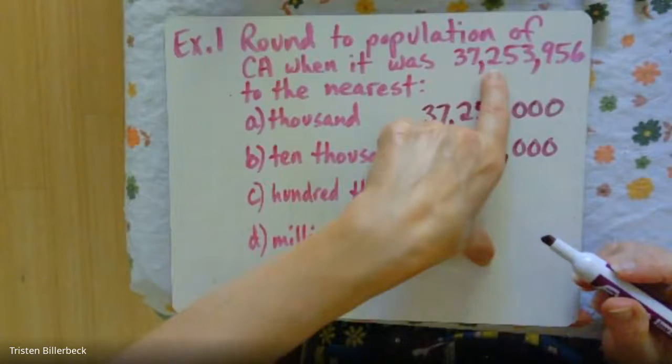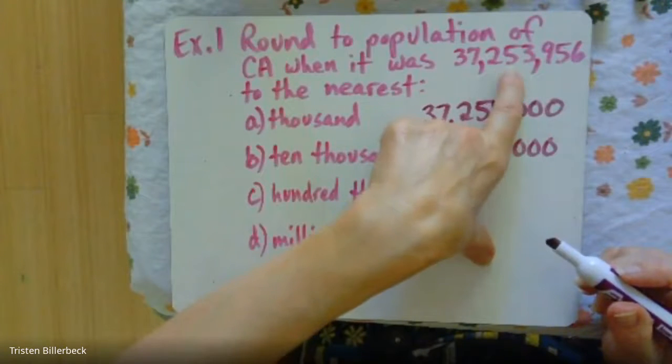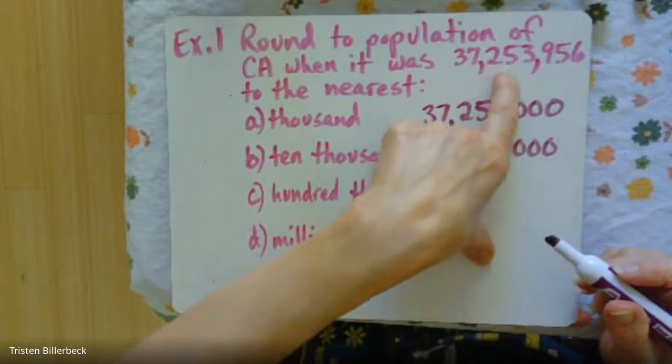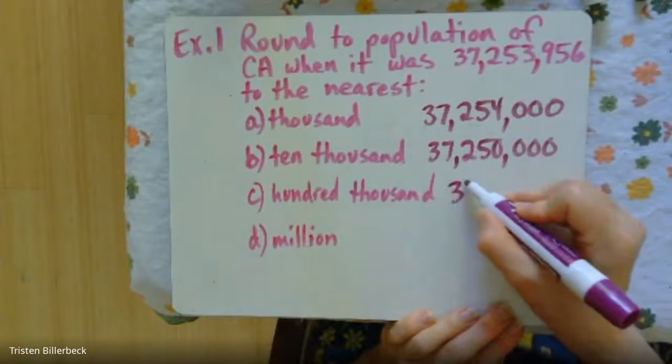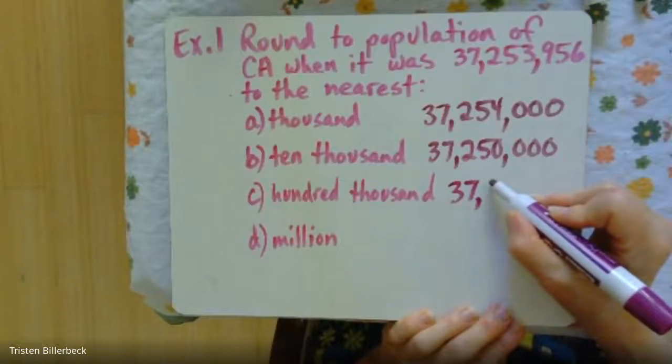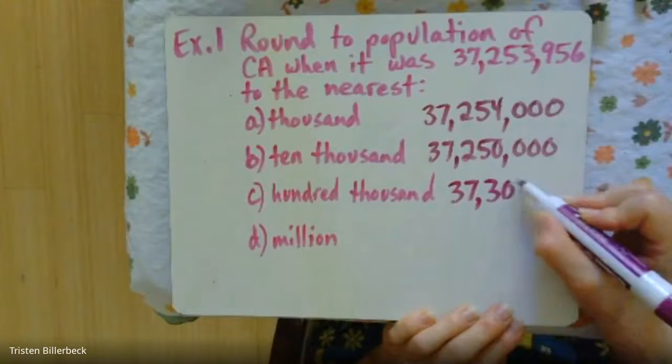Then we have 100,000. So this is in the 100,000s position. There's a 5 next to it. So 5 or more, raise the score. So the 2 goes up. So we'd have 37 million, and that would be 37,300,000.